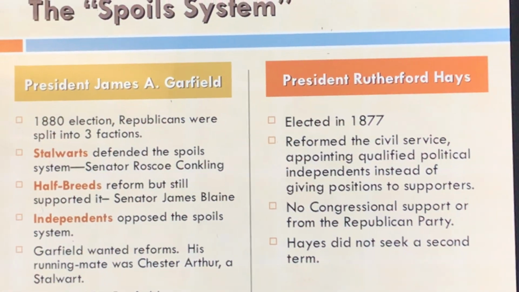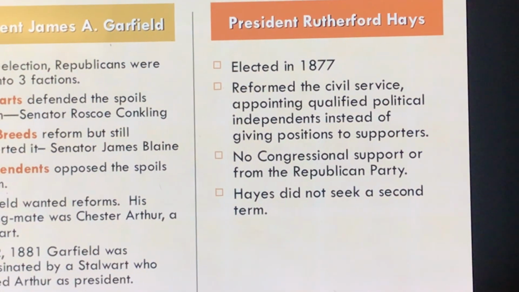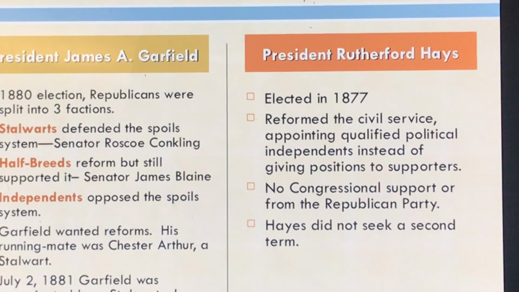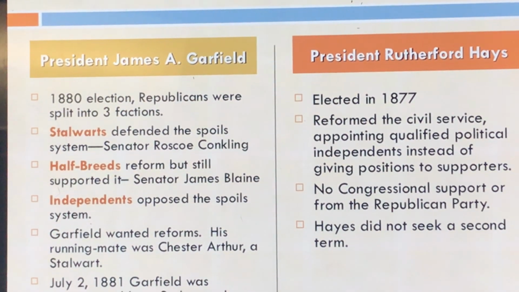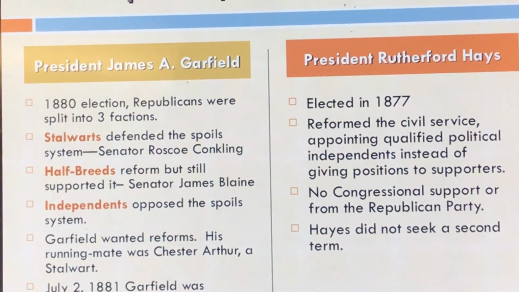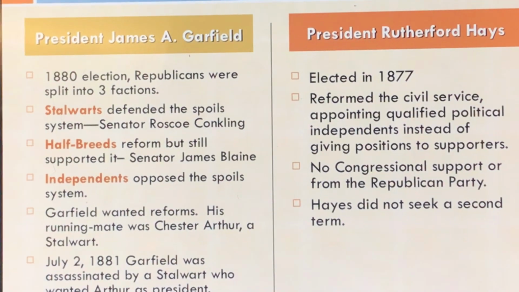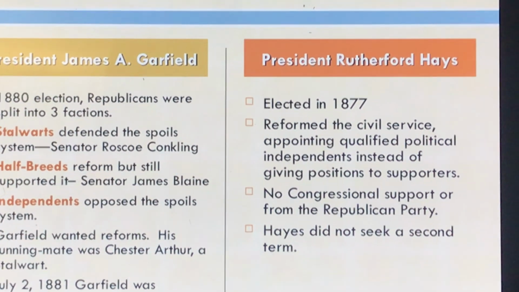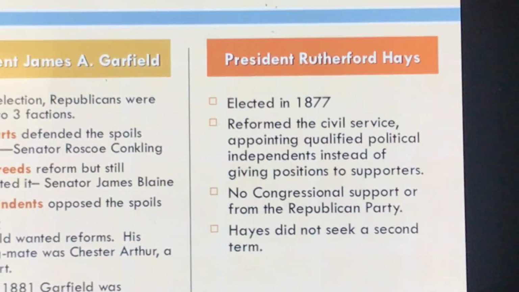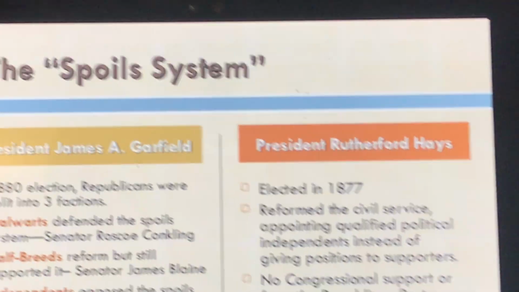Rutherford B. Hayes is elected in 1877, and he actually reforms the civil service by appointing qualified political independents. He has no congressional support. He has no support from the Republican Party. So therefore, he does not seek re-election. He knows he's not going to get it anyway, so why seek it?